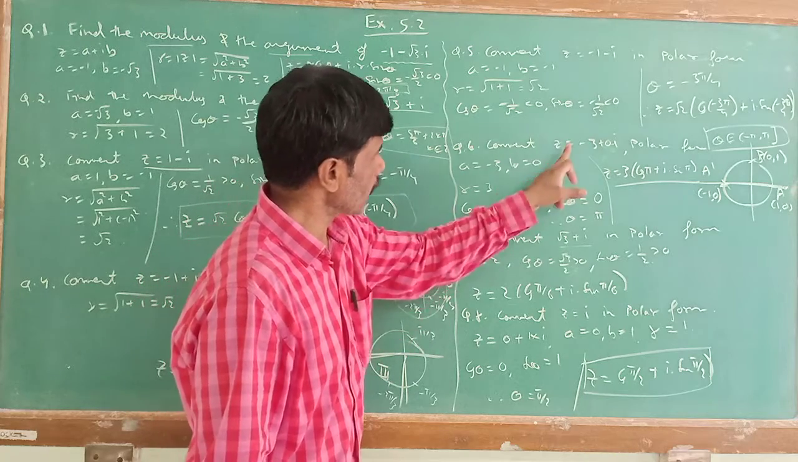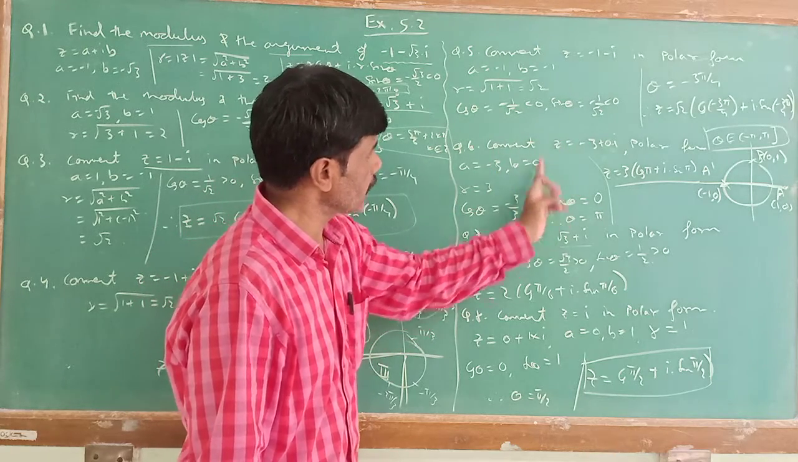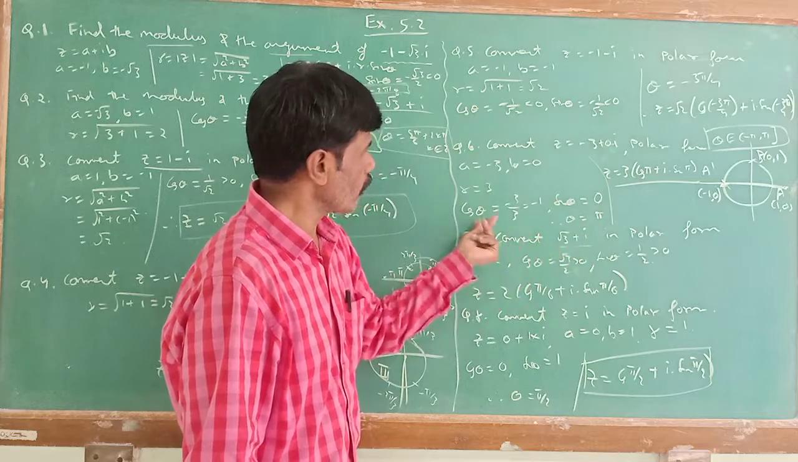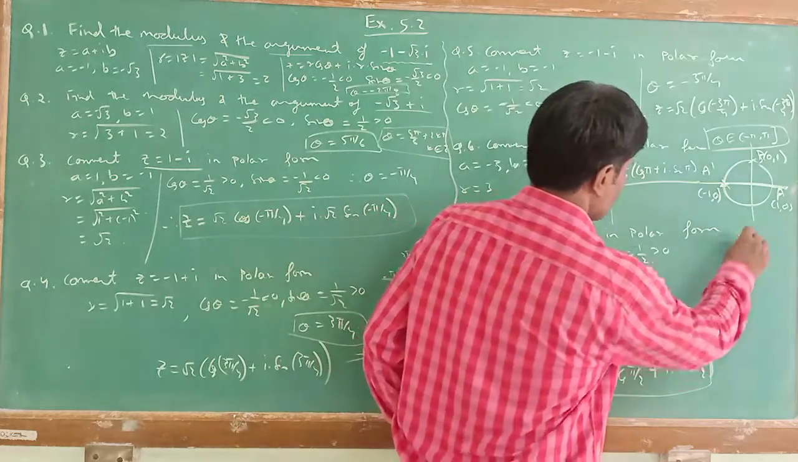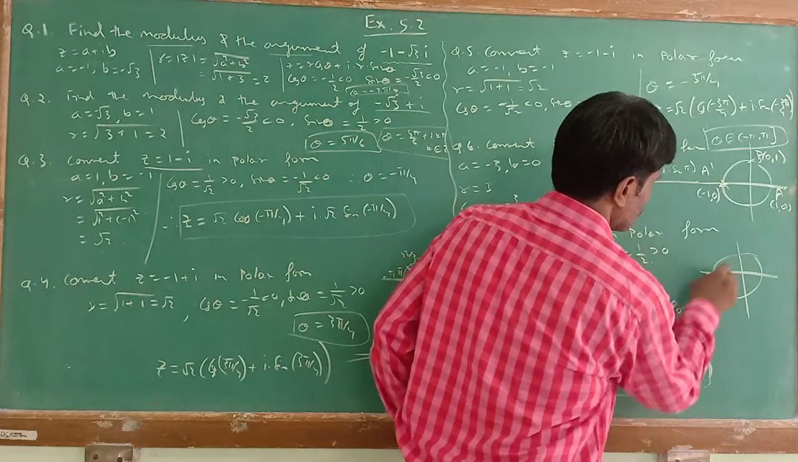Cos theta is equal to a by r, that is minus 3 by 3, minus 1. Sin theta is equal to b by r, 0 by 3, that is 0. So cos theta is minus 1 and sin theta is 0. Where is this point minus 1 comma 0? Minus 1 comma 0 is here.